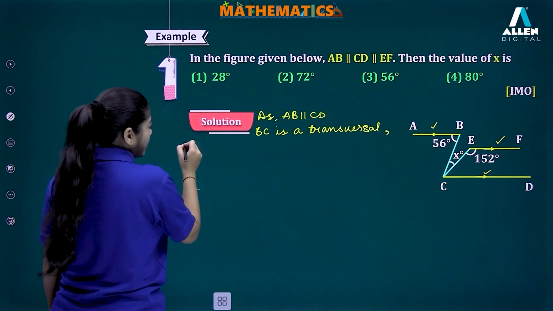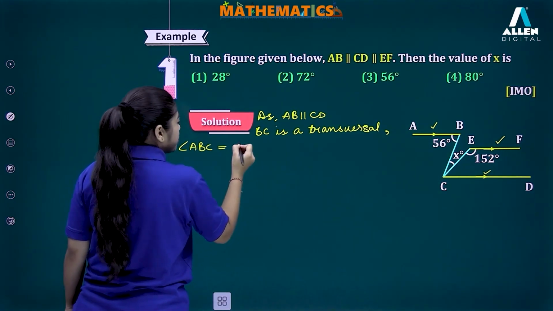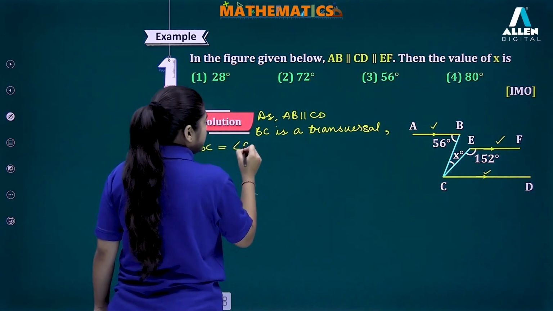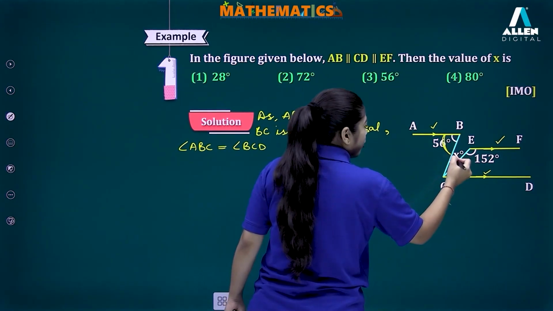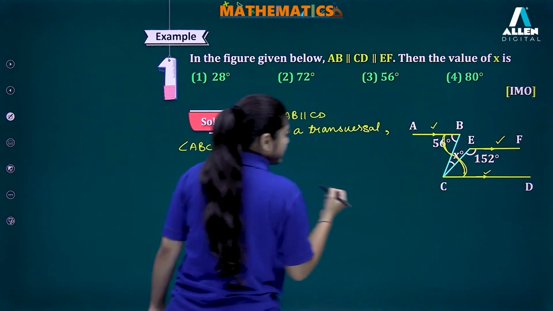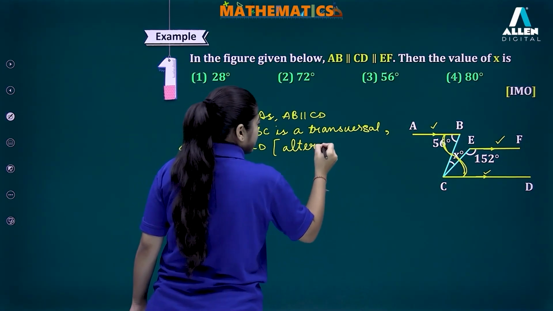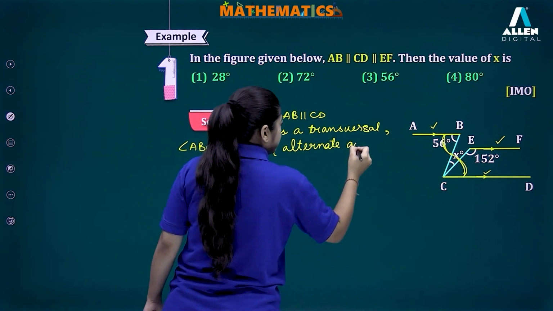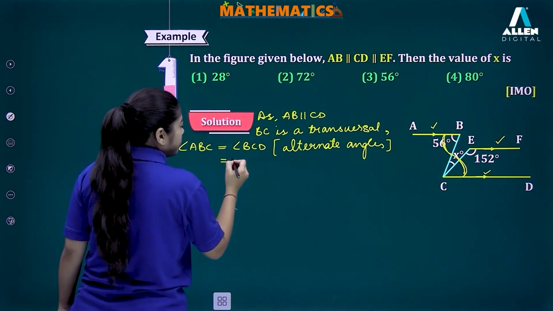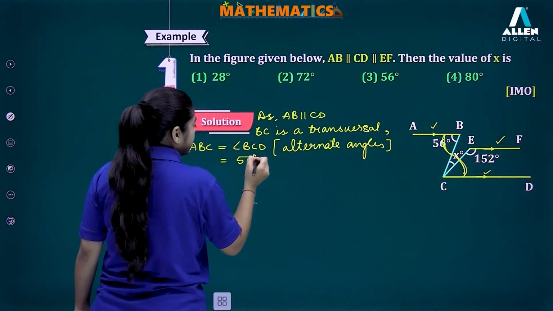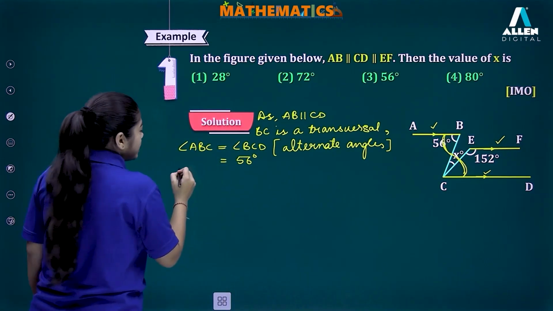Then we can say that angle ABC will be equal to angle BCD. Why? What is the reason? You can see these two angles are forming a Z, hence they are alternate angles. Therefore, angle BCD will be equal to how much? 56 degrees.